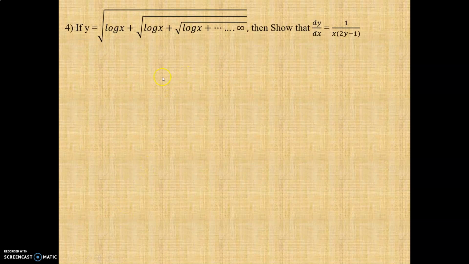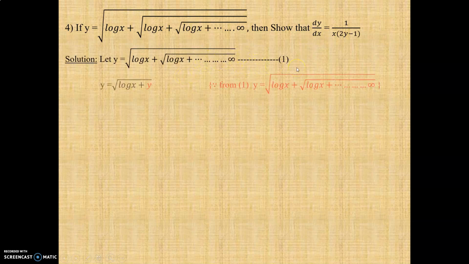Next question is, if y is equal to root of log x plus root of log x plus root of log x plus etc. infinity, then show that dy upon dx is equal to 1 upon x into (2y minus 1). So solution will take this function y is equal to this function as equation number 1. So in the next step, we can change the remaining terms from this term till infinity. We can take y. So y is equal to, the given question will become y is equal to root of log x plus y.